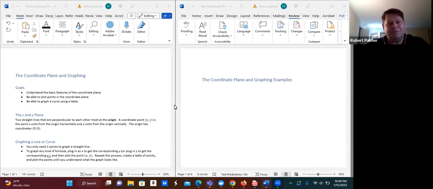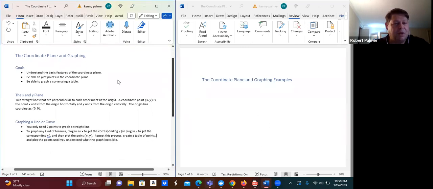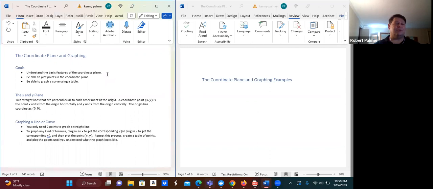Hello, welcome. Today, we talk a bit about the basics of the coordinate plane and graphing. So our goals, over here on the left, are going to be to understand the basic features of the coordinate plane. We'll discuss those. Be able to put points on the coordinate plane and also be able to graph a curve or a line using a table. So just some of the basics.